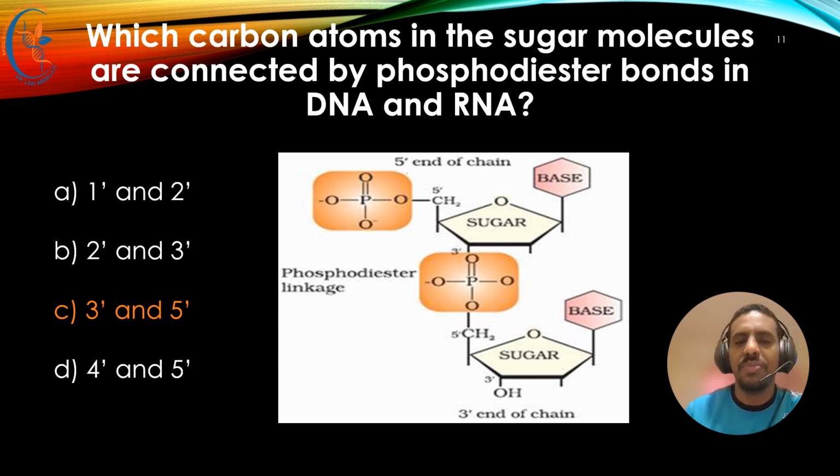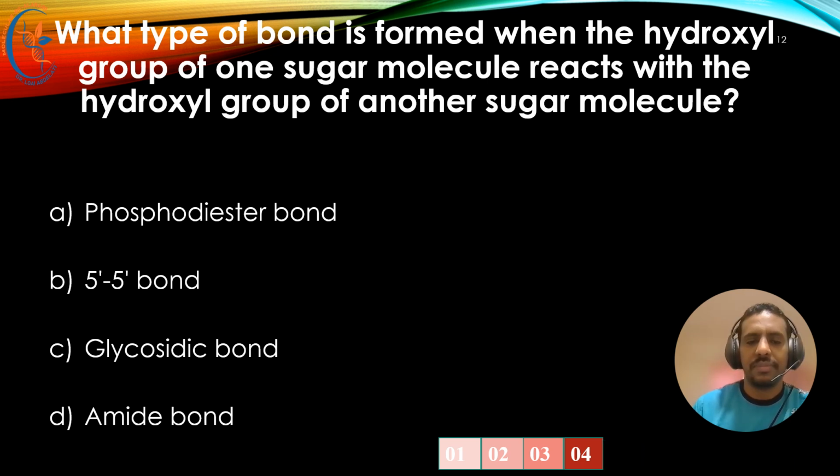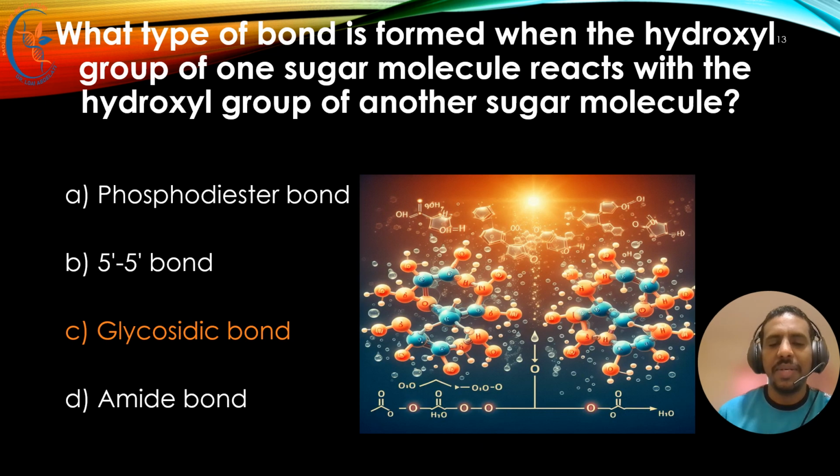Alright, let's move on. Okay, the next question. What type of bond is formed when the hydroxyl group of one sugar molecule reacts with the hydroxyl group of another sugar molecule? The correct answer is glycosidic bond.